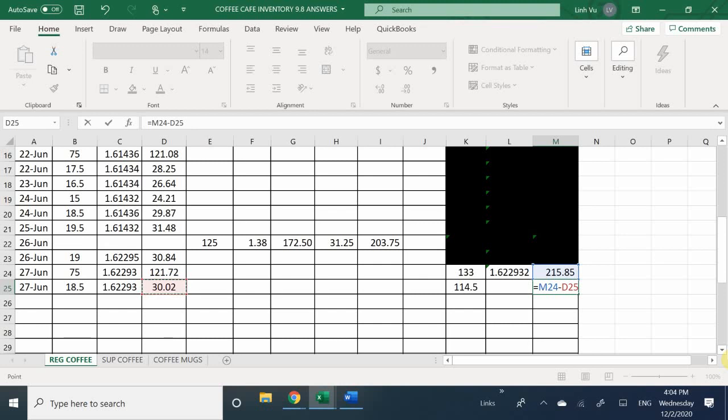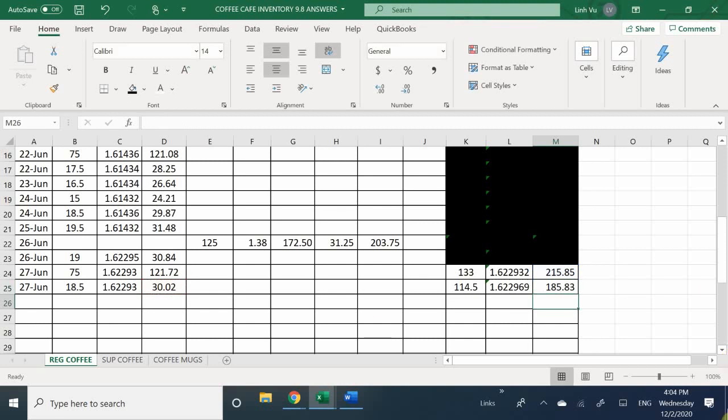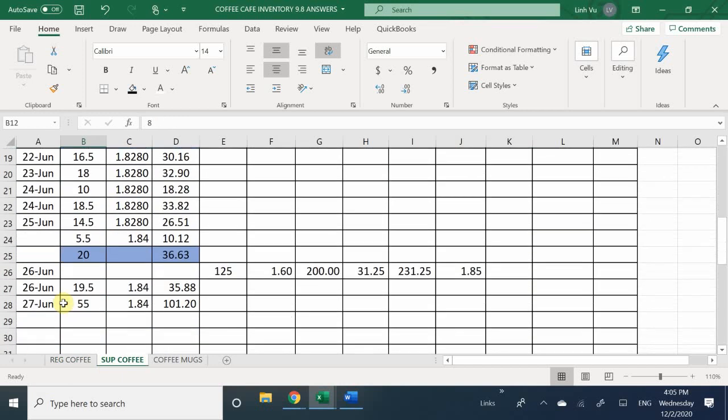Oh no, it pulled it out. Equals this times this, bringing our total to $185.83. 185.83. Good. Let me black this out. Boom. Good. To the Supreme coffee, all right.